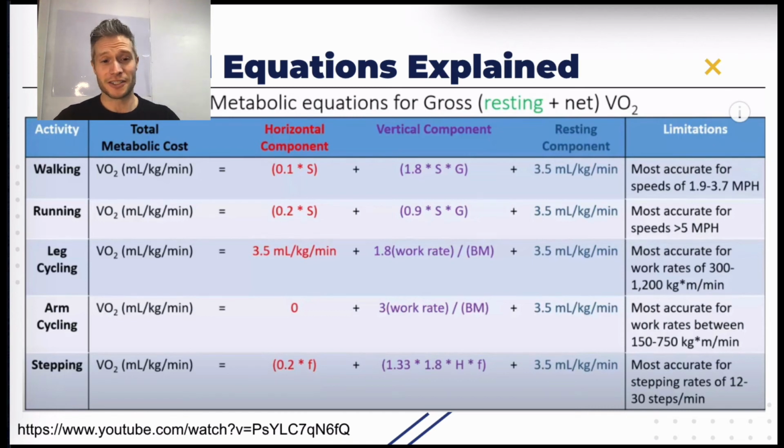Great. So that's the total metabolic cost. But let's move forward now. Each activity has different parts involved, right? So I'm actually going to jump all the way to the far side here. Look at the resting component, 3.5 milliliters per kilogram per minute. Where have we seen that already? Where have we seen that at rest, our metabolism is 3.5 milliliters per kilogram per minute?